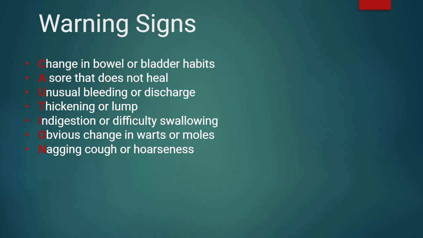T: Thickening or lump. A new lump in the breast, testicle, or anywhere in the body should be checked right away. I: Indigestion or difficulty swallowing. Especially if it doesn't go away, it may be a warning of stomach or throat cancer.